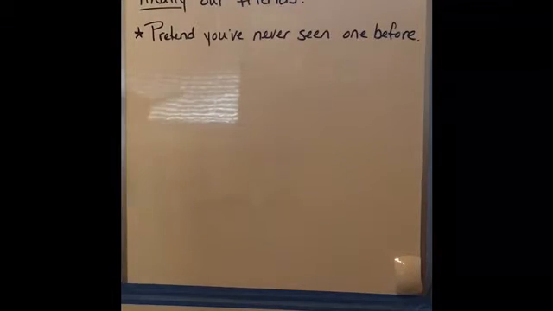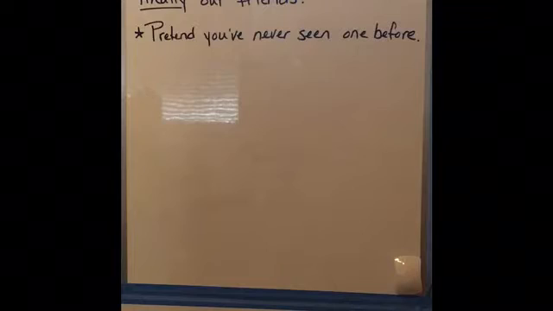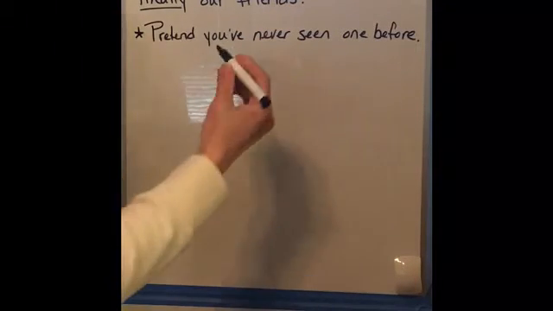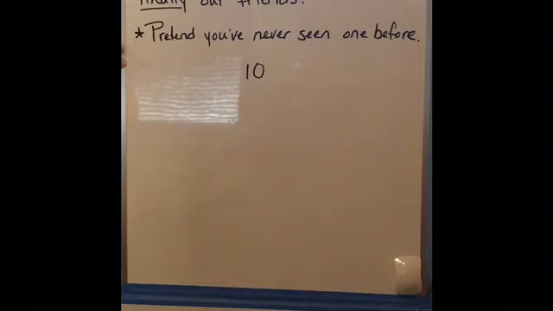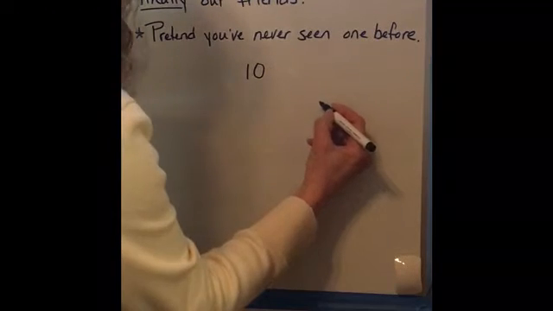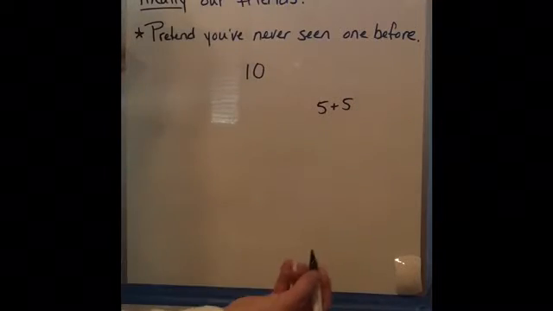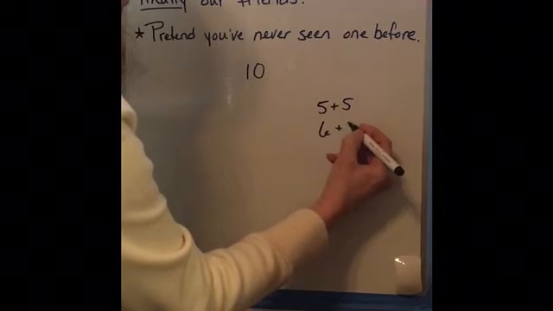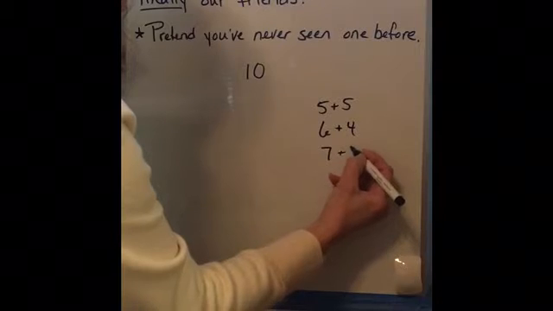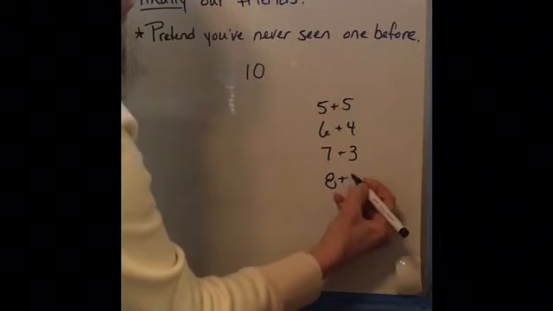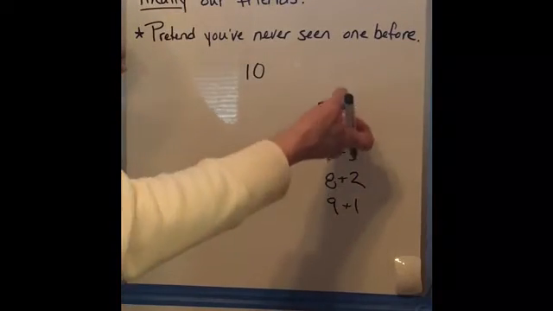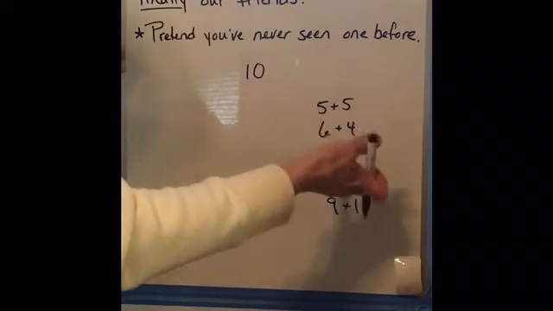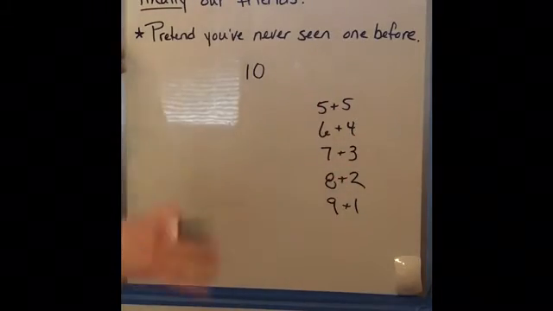So we're going to start out with a pretty simple number, and we'll start out with 10. You need to think of the addition problems that could get you to 10. The most simple is 5 plus 5. You can also do 6 plus 4. You can do 7 plus 3. You can do 8 plus 2. You can do 9 plus 1. You can also flip all of these so that you could do 5 plus 5, 4 plus 6, 3 plus 7, 2 plus 8, 1 plus 9.